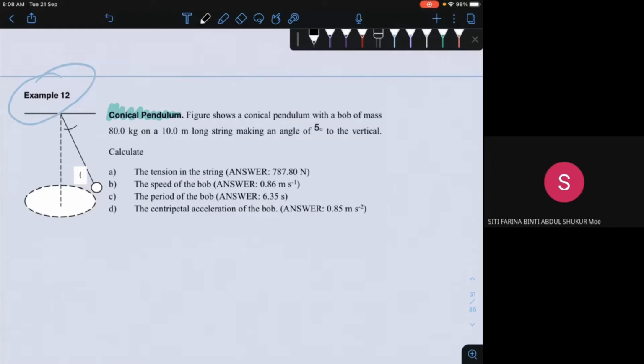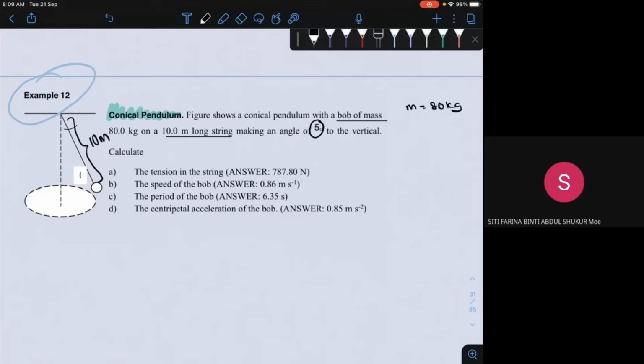So you have conical pendulum with a bob of mass 80 kg. So kita punya pendulum ini mempunyai berat sebanyak 80 kg on a 10 meter long string. So the length of this string, panjang tali ini adalah 10 meter, making an angle of 5 degree to the vertical. Dia kata to the vertical. Siapa yang making the 5 degree? You have to read the question carefully. Dia kata pendulum with a bob of mass 80 kg on a 10 meter long string making an angle of 5 degree to the vertical.